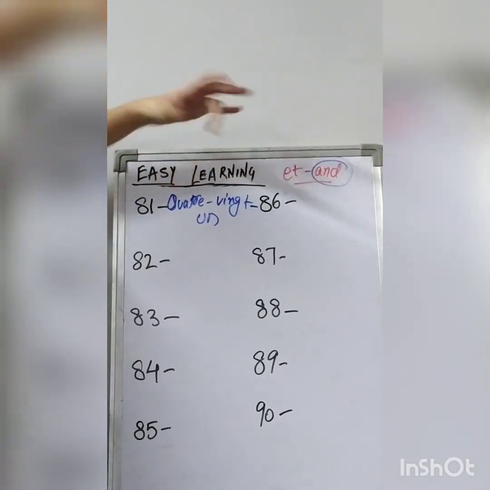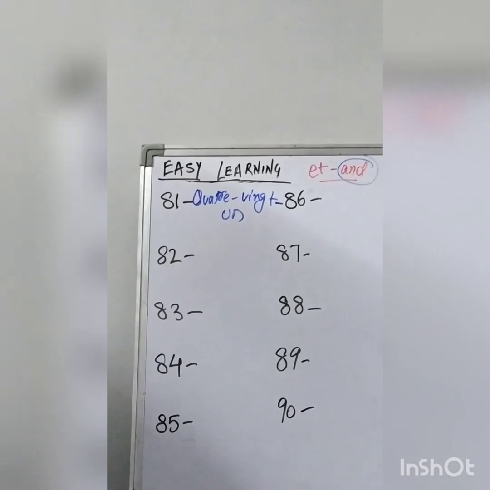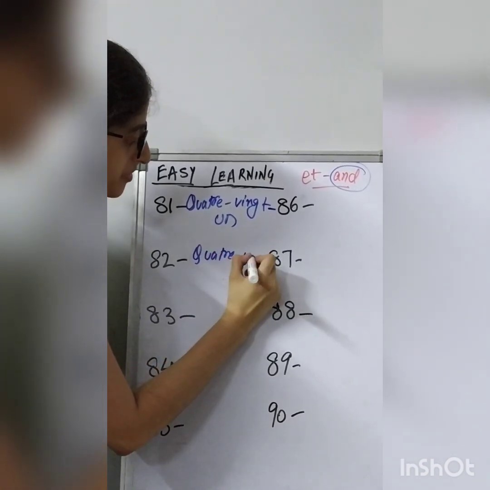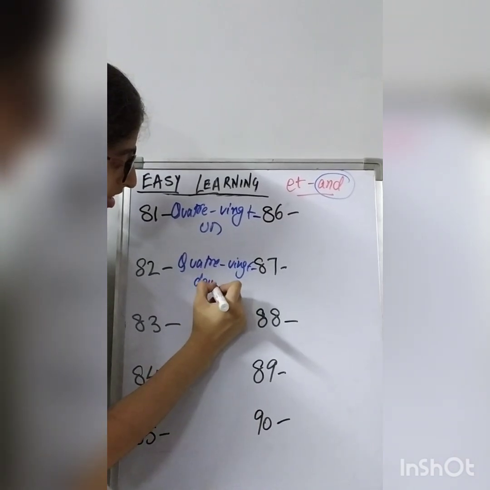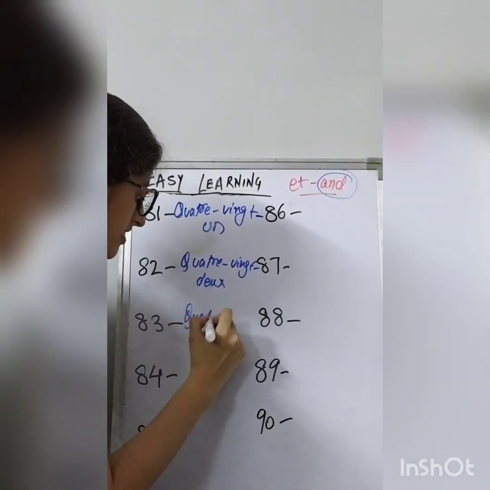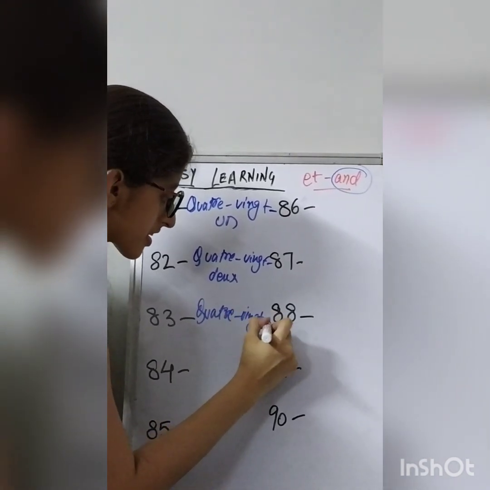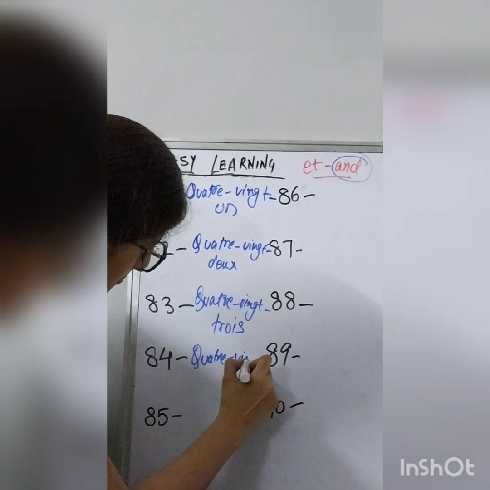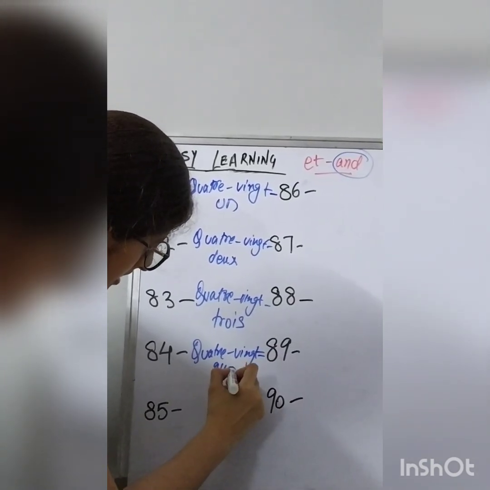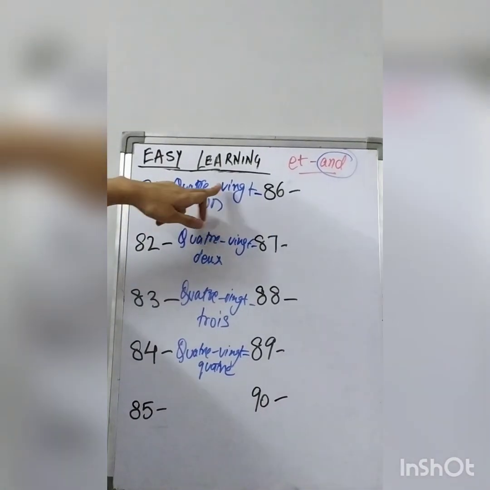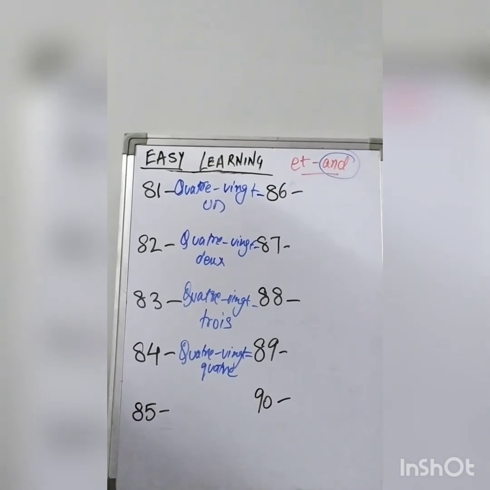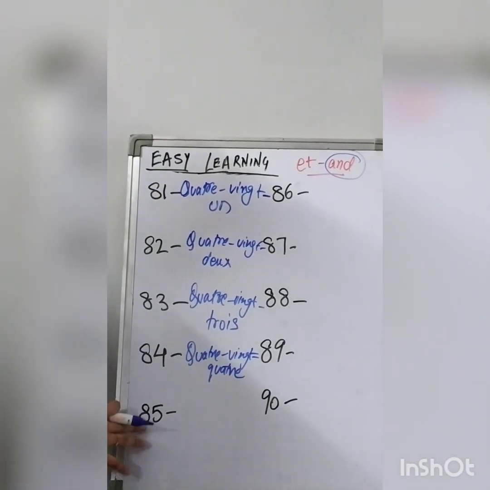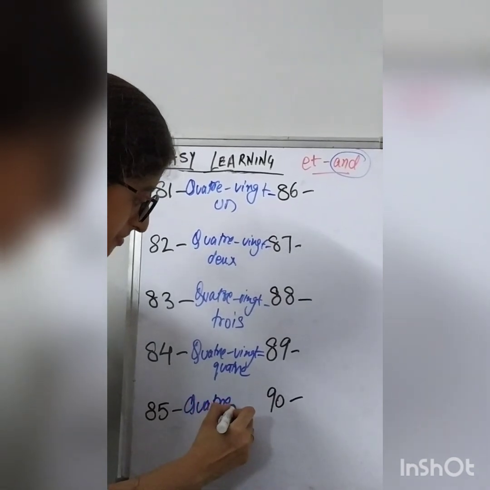Quatre-vingt was 80 and un is 1. So 80 plus 1 is 81. Similarly, we have till 89. Now it's very important for us to put these hyphens, else the number will be considered to be incorrect. So it's very important for us to put these hyphens in between. So 85 is quatre-vingt-cinq.